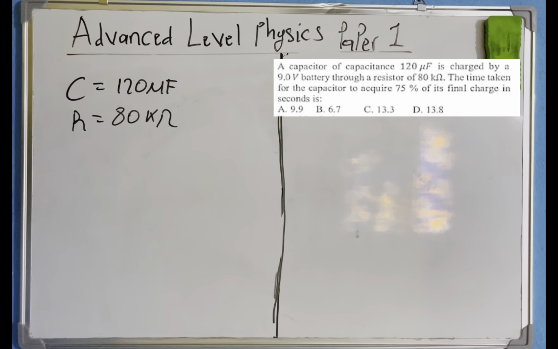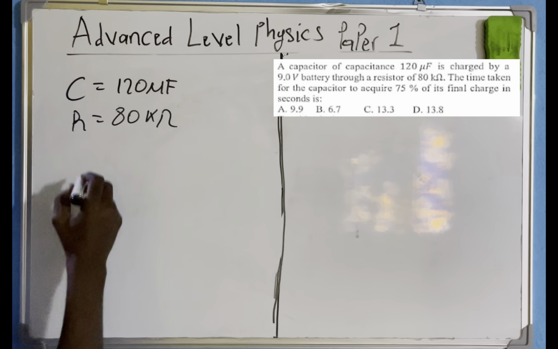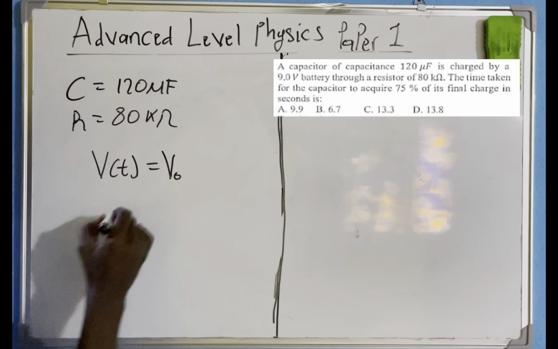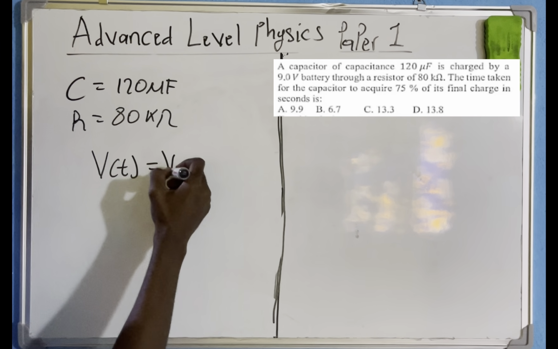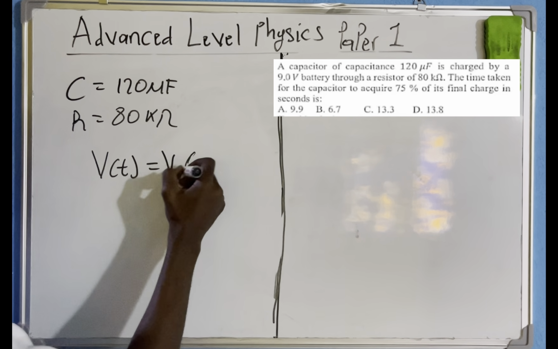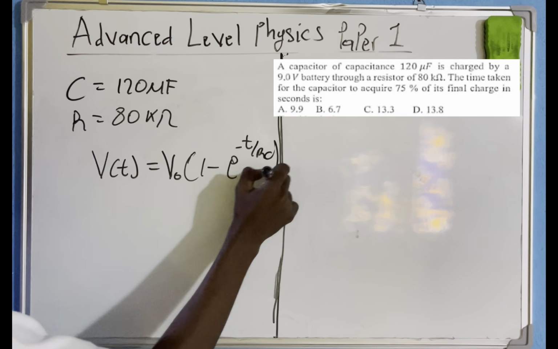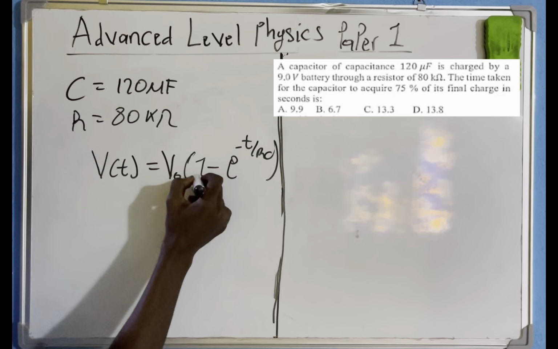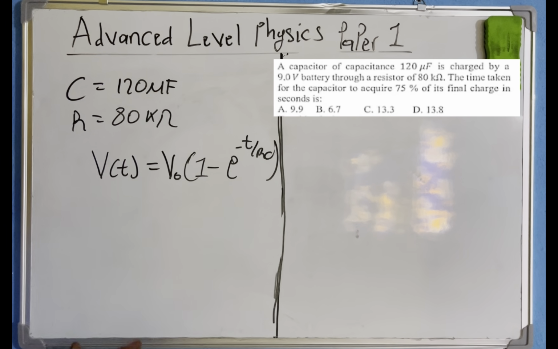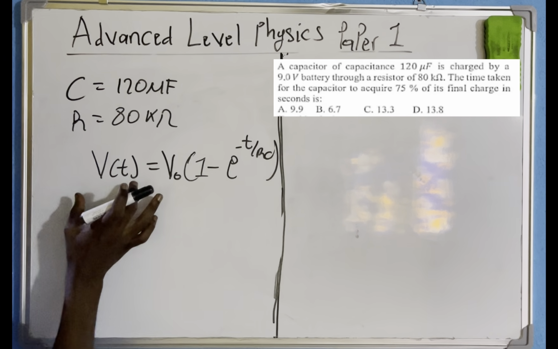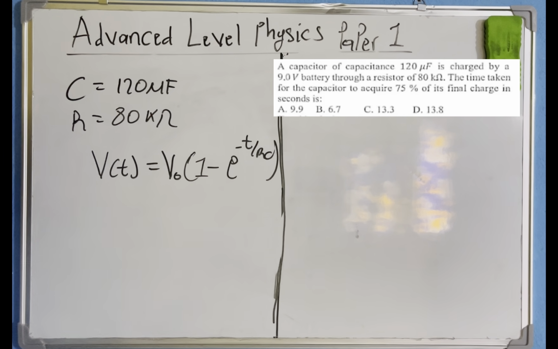We are charging a capacitor, so we should first of all come up with the equation of charging a capacitor. So the voltage across the capacitor for charging is simply equal to the initial voltage of the battery times 1 minus exponential of negative t all over RC. This is the equation of charging a capacitor. I think you people know it. Now, here I'm not interested in the voltage across the capacitor. I'm interested in the charge across the capacitor.